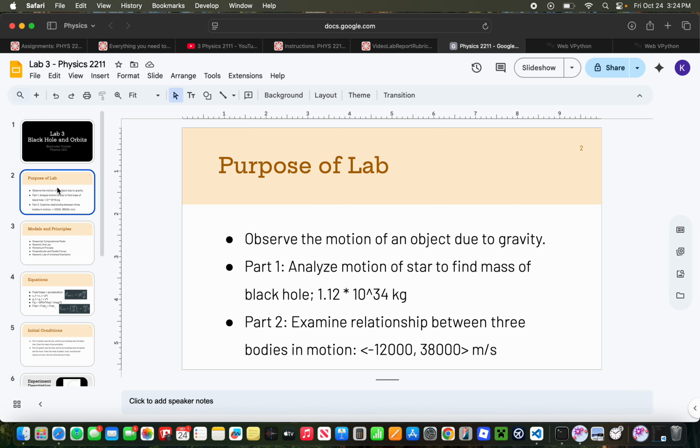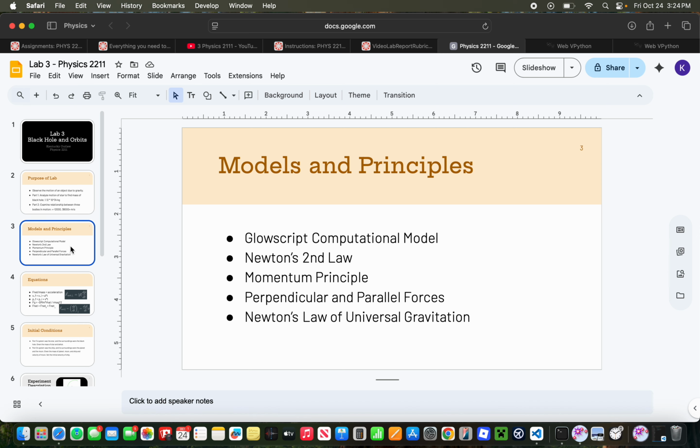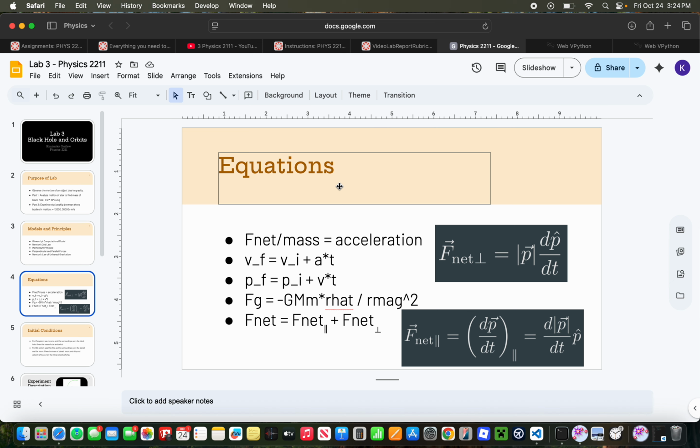And to get a unique orbit by the spaceship, we had an initial velocity of negative 12,000, 38,000 meters per second. The models and principles we used were the closed-grip computational model, Newton's second law, the momentum principle, perpendicular and parallel forces, and Newton's law of universal gravitation. These equations turn out to be F net over mass equals acceleration, the velocity update, position update, universal law of gravitation, and of course our different forces in parallel and perpendicular.